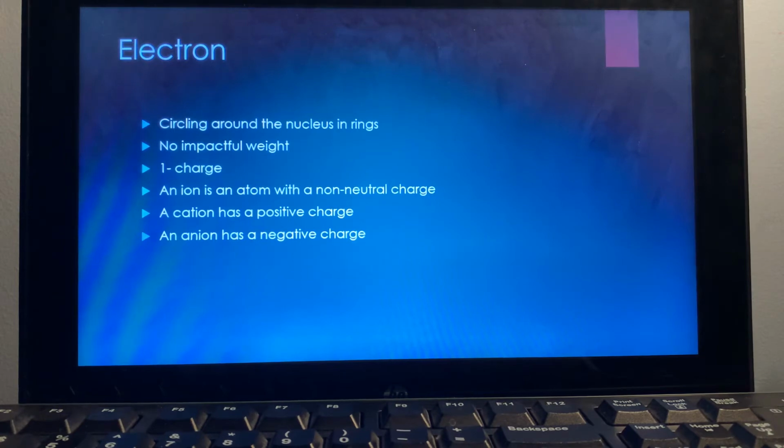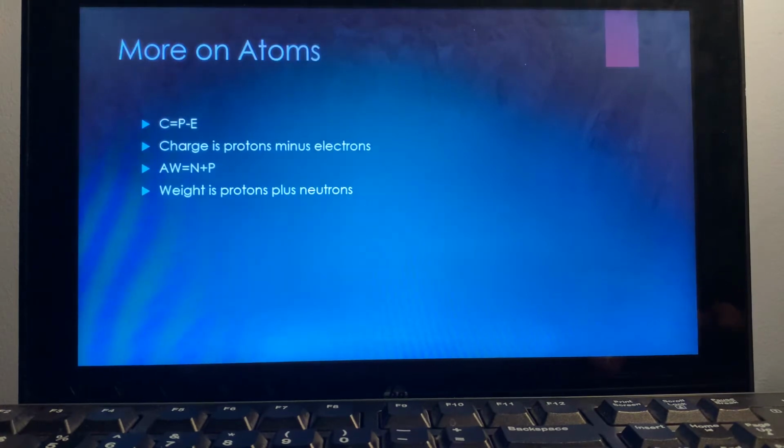Now, as we saw, when you change the proton, you change the element. When you change the neutron, you change the isotope. And when you change the electron, you change it into an ion. It means it's non-neutral, so the protons do not equal the electrons. Now, a cation has a positive charge, meaning there are more protons than electrons, and an anion has a negative charge, meaning there are more electrons than protons.